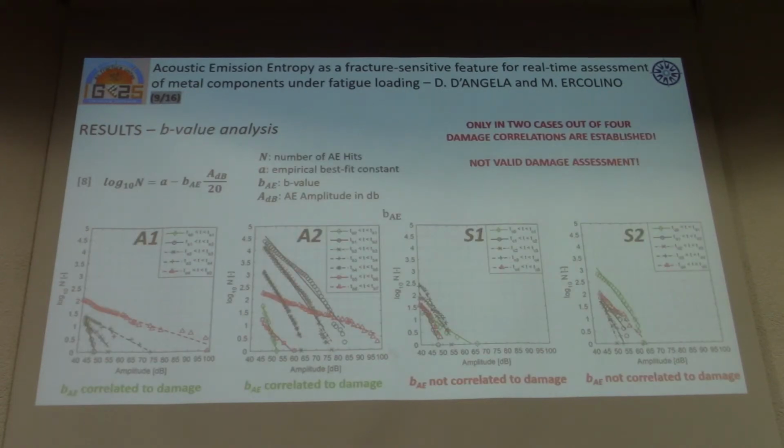We also applied the b-value analysis, even if it's not very common for this specific application. This comes from the very famous magnitude-frequency relation from Gutenberg-Richter, from earthquake seismology. And you can see the results for the four cases. Only in the case of the aluminum samples did we see a decrease of the b-value as the damage increased. In the other 2 cases, this was not observed. Therefore, we can say that this method was not valid for this specific application.